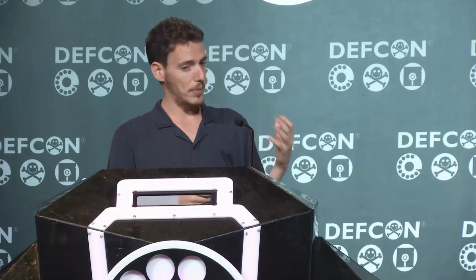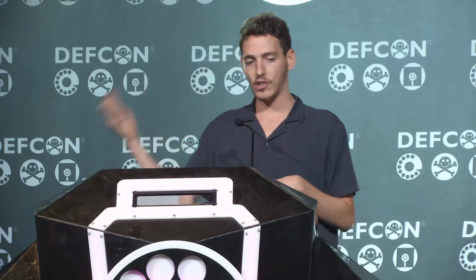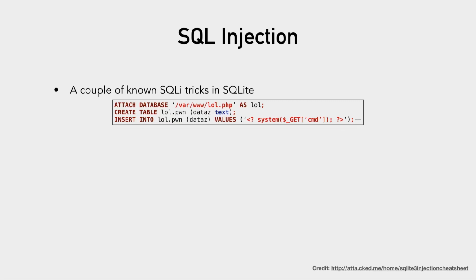So a reasonable place to start is SQL injections, right? And there are a couple of known SQL injection tricks in SQLite. The first one has something to do with attaching another database and creating a table and then inserting a string into it. So you are able to write your own web shell, and this is all very nice, but we can't do it because if you recall, we can't start any statement with attach. Our DDL must begin with create, so it's not a very useful trick for us.